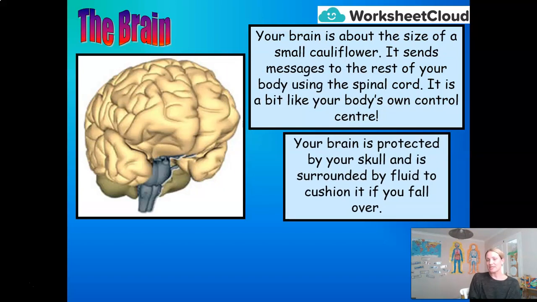Your brain is protected by your skull, as we've already spoken about, but it's also surrounded by fluid to cushion it if you were to fall over. What we don't want to ever happen, if there was no fluid around your brain and you fell, is that your brain would hit the side of your skull and become damaged. So there's actually a layer of fluid surrounding the brain before the skull.